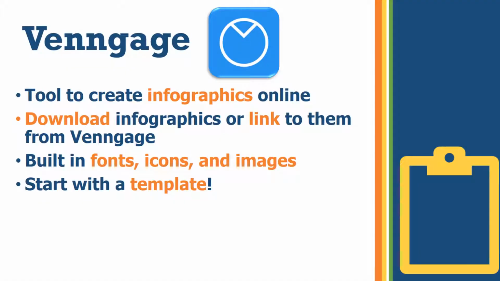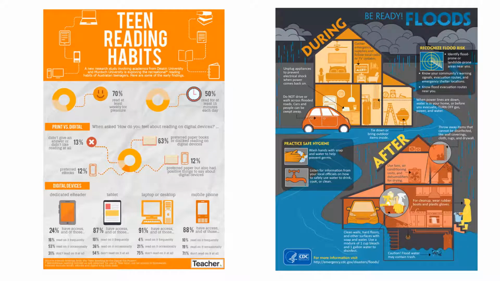So in this video, we're going to talk about Venngage, which is a tool that can be used to create infographics online. You can then download those infographics or link to them from Venngage, so they'll be right on the website and you can just link to them. It includes built-in fonts, icons, and images to help you build them, as well as you can choose from a template. These are some examples of what an infographic looks like.